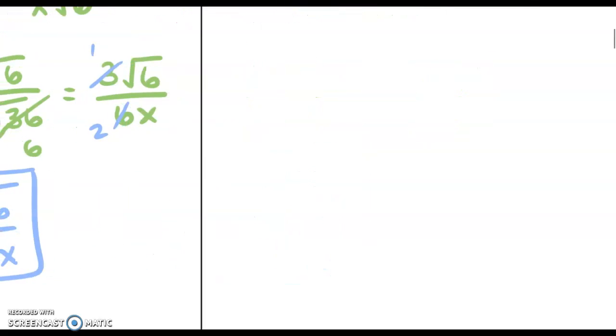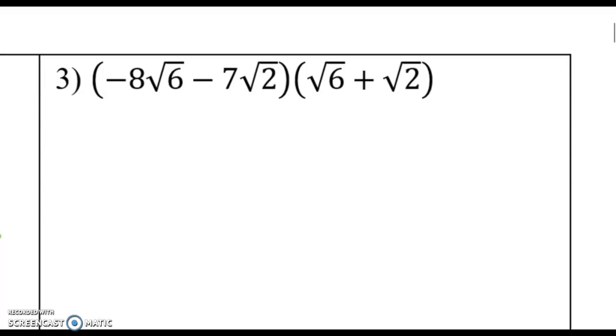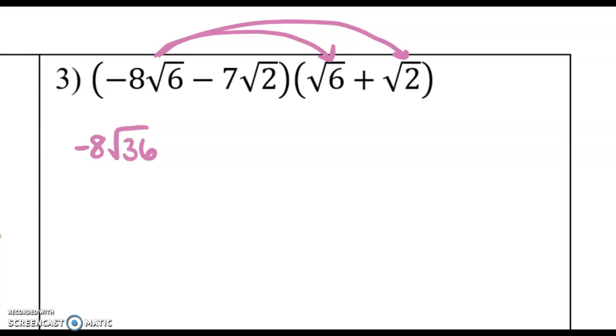All right, looking at the next problem here, you're either going to be double distributing or you're going to be foiling. I'm going to show double distributing because I know my class appreciated that a little bit more, but you can easily do first, outer, inner, last for foiling. So if I multiply my first term, negative 8 root 6, times everything in the second set of parentheses: negative 8 root 6 times root 6 gives me negative 8 square root of 36. Negative 8 root 6 times root 2 gives me negative 8 root 12.